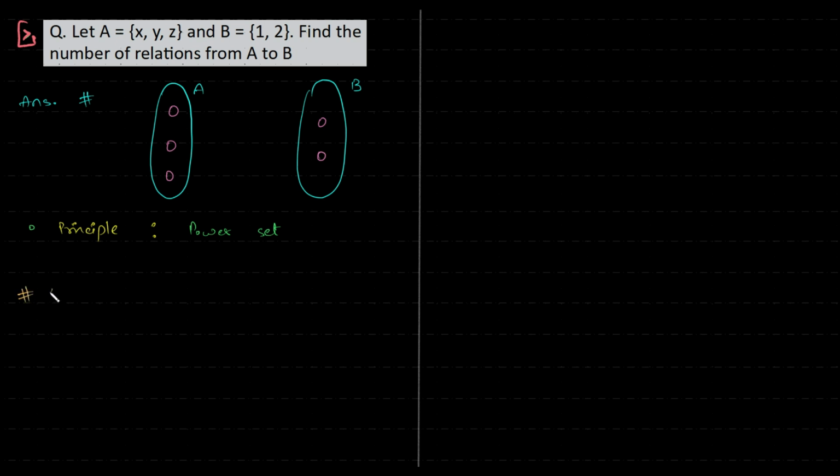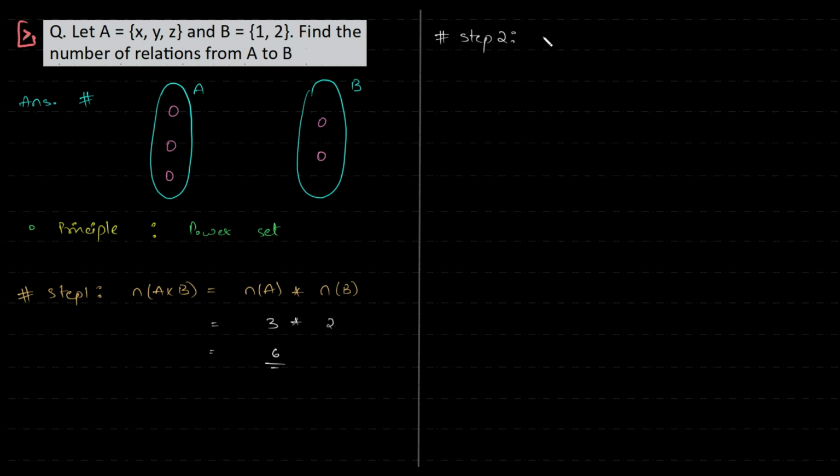So step 1 for such a question would be to find the number of elements in the Cartesian product of A and B. That is equal to the number of elements in A times the number of elements in B. So here this would be equal to 3 into 2, that is 6. And then you have step 2.